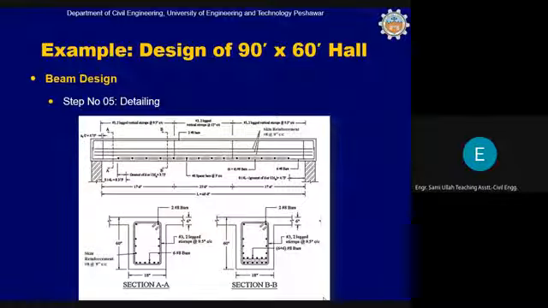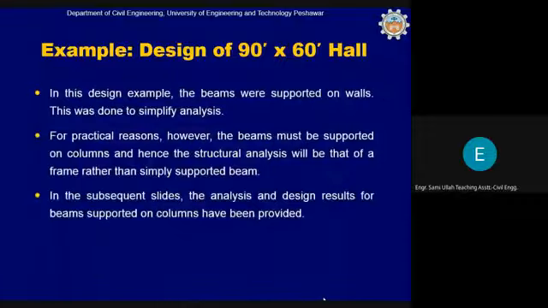Okay, you also designed the beam for shear. You can provide the stirrups. Okay, so now the next part of this lecture. In this design example, which means the previous design example that you have already completed in the previous lecture, the beams were supported on walls. This was done to simplify analysis.